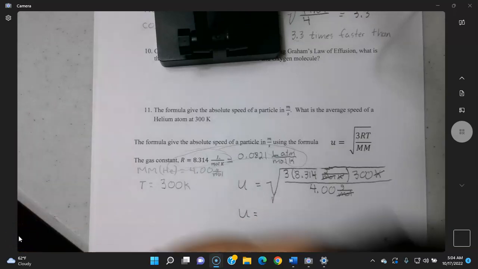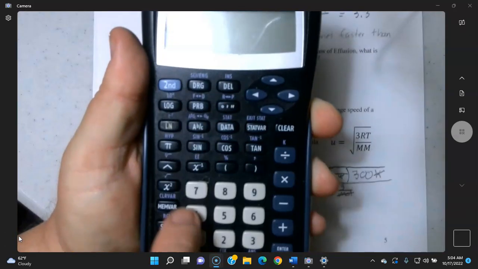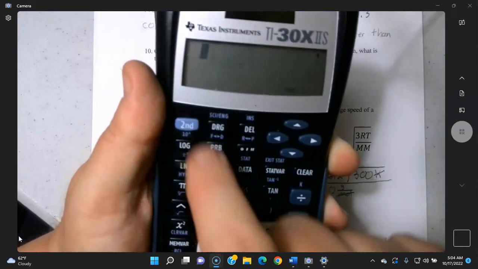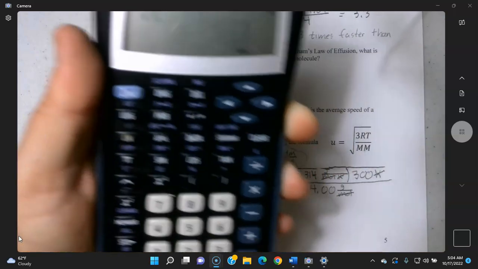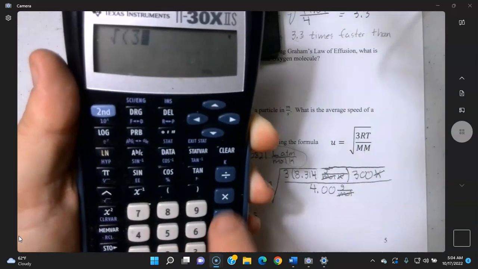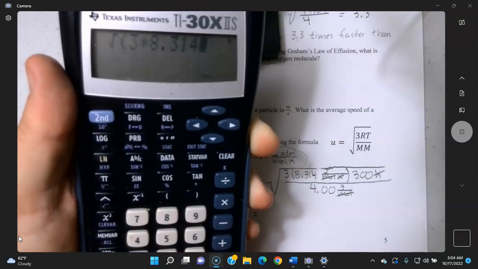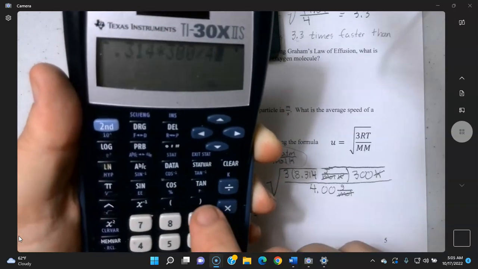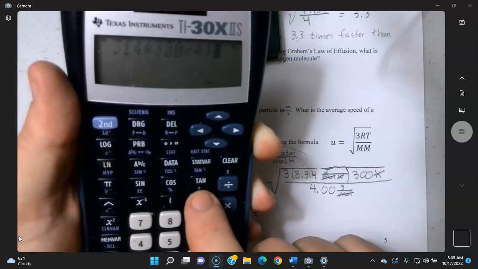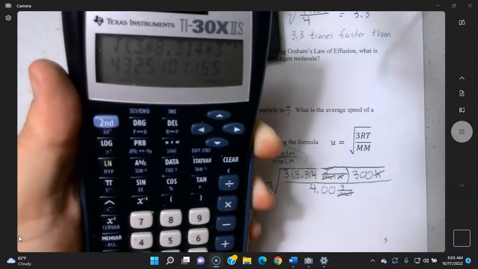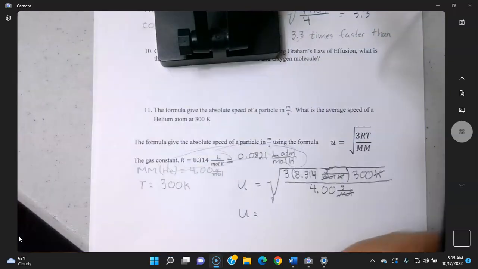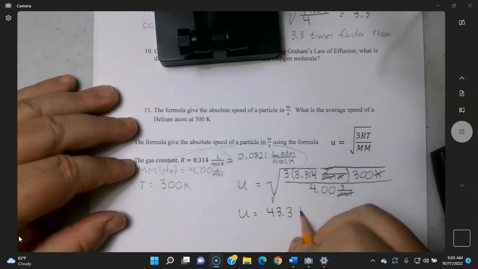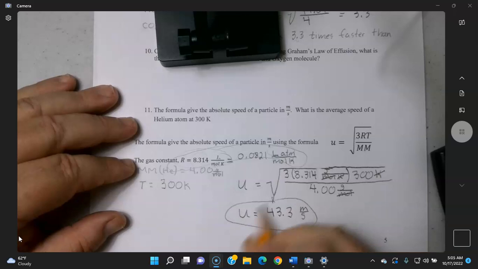Okay, again, I'll show you how to do this. You got to put up the square root first, so it's second x squared. That brings up the square root symbol. Whoops, let me get the calculator on. Second x squared, that brings up the square root symbol. Now we're going to put all those numbers inside of it. 3 times 8.314 times 300 divided by 4 equal, and then you close the parenthesis and you get 43.25, 43.3 meters per second. Okay, so that's your final answer.